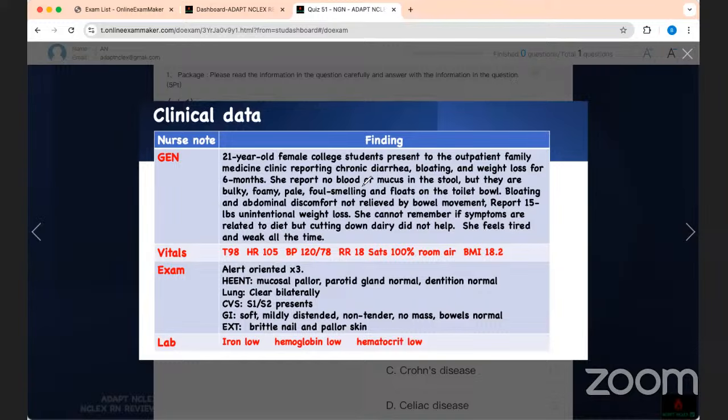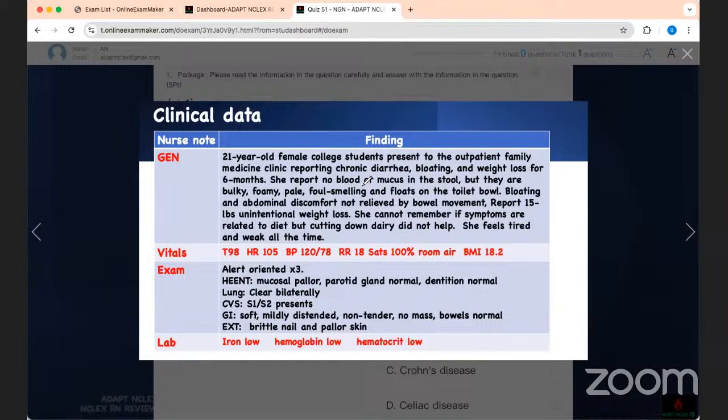Big, big words. These are what we call buzzwords. One day I will make a book, a pamphlet for you guys, to list all the buzzwords for diagnosis. Every diagnosis has its buzzword. I've given you a bulky, foamy, pale, foul smelling, floating stool.